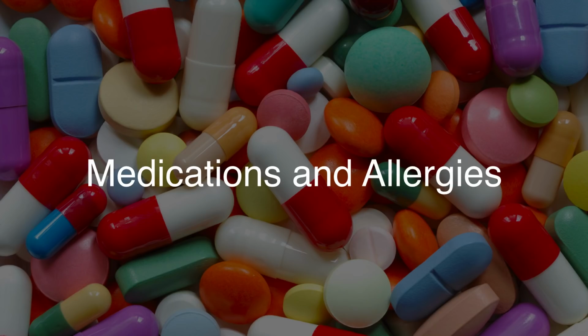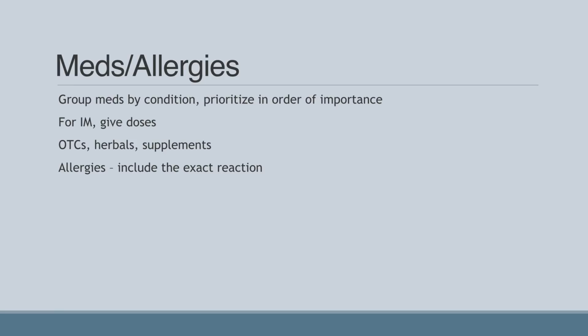All right, medications and allergies. When listing the medications, try to group them by the condition that they're treating. And you can even explicitly say this. So you can say something like, the patient is taking 100 milligrams of spironolactone and 40 milligrams of Lasix for treatment of their ascites. Again, prioritize the order in which you mention these in terms of relevance to the current problem.